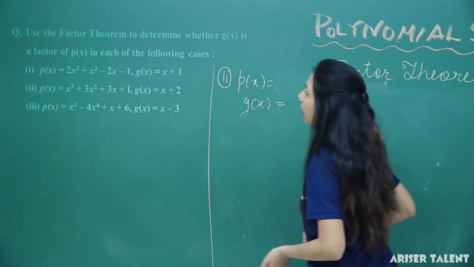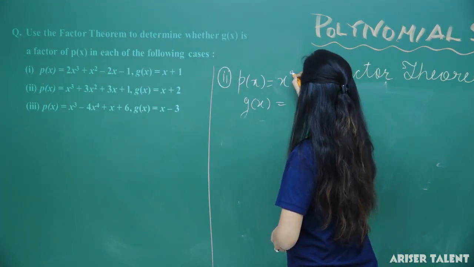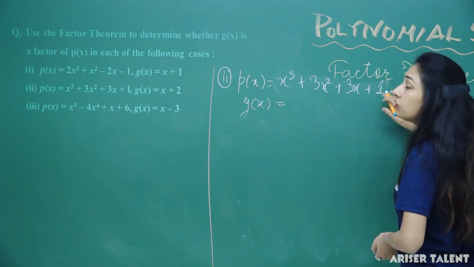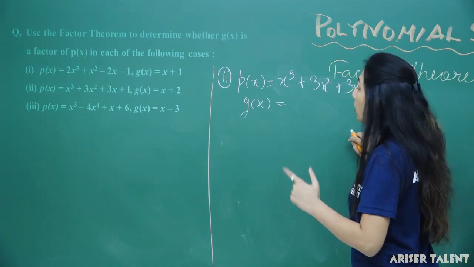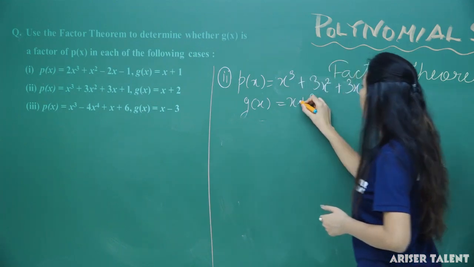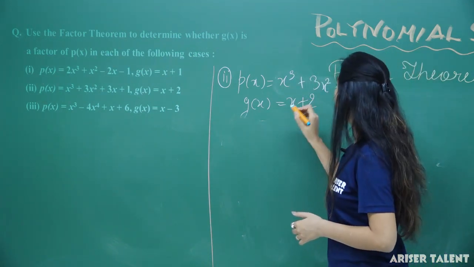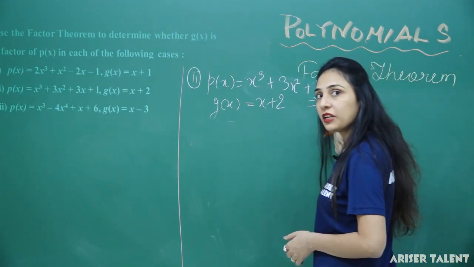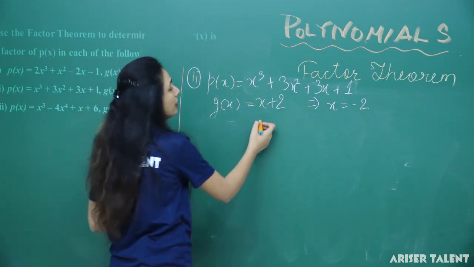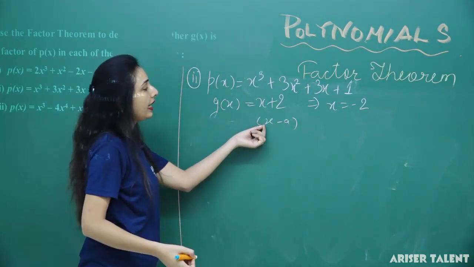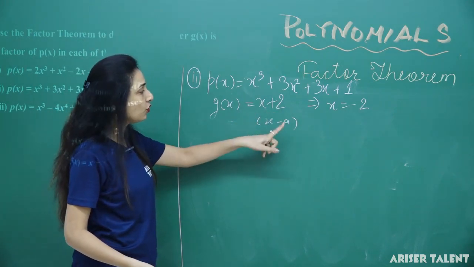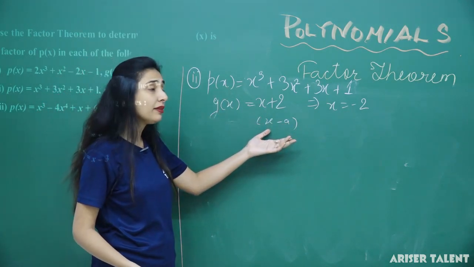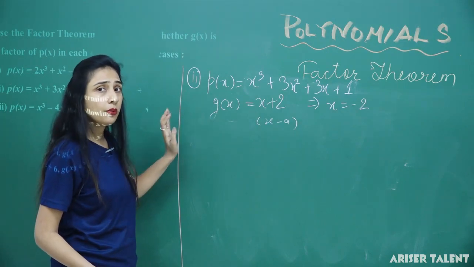Second question: p(x) equals x cube plus 3x square plus 3x plus 1. So this is the question, students. Now g(x) equals x plus 2. If g(x) equals x plus 2, that implies x equals minus 2, because x plus 2 equals 0. Or you can simply assume it to be x minus a, where for minus 2, that value will be plus 2. So the value of a will be simply minus 2.